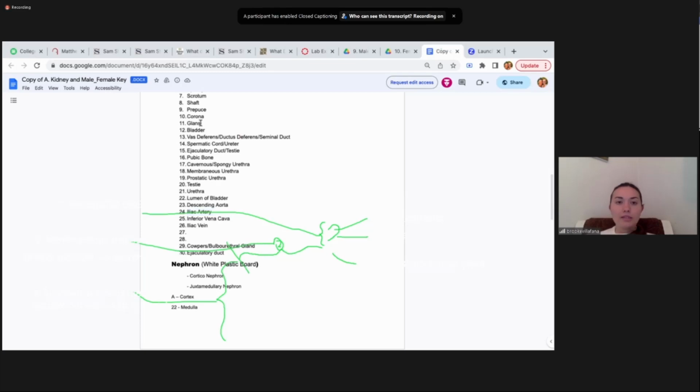The glans is the head of the penis. I think I wrote head of penis. It's supposed to be glans. Spermatic cord, I'm going to show you right now.